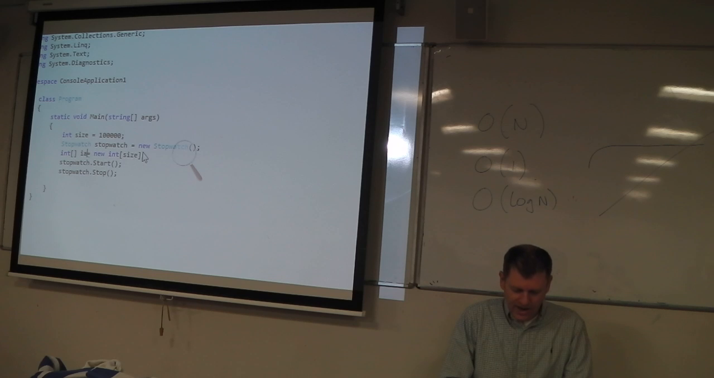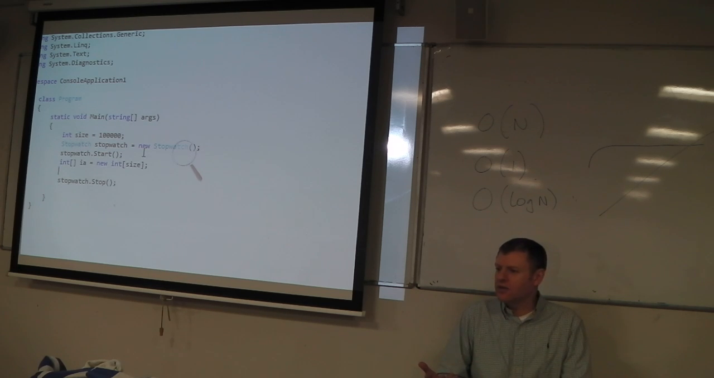Int IA for int array equals new int. And let me populate that. In fact, let me do all of this inside the stopwatch thing and just see how long it takes to declare that integer and put 100,000 elements into that integer array, okay?